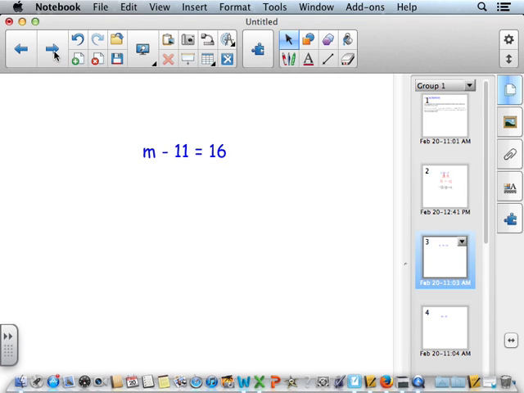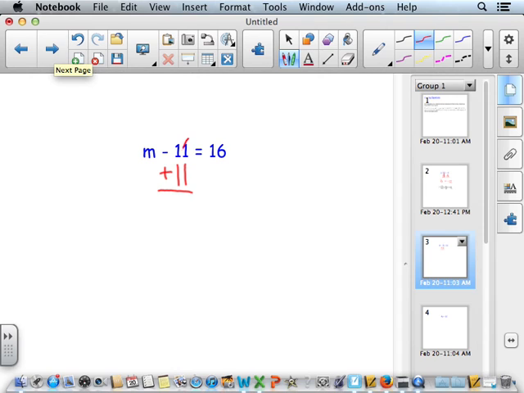Here I have an equation involving subtraction. M minus 11 equals 16. To determine what I would have to subtract 11 from to get 16, I would add 11. If I add 11 to my term of negative 11, that gives me 0, leaving me with just m on the left side of my equation.